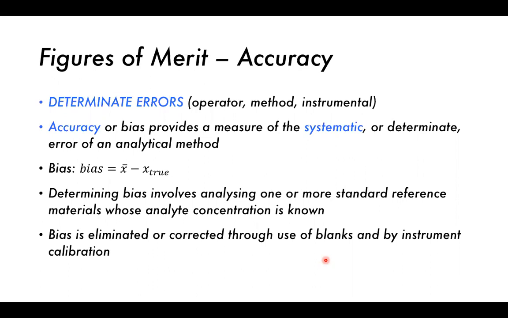If we remember back to part 1, we discussed this in terms of the t-test, where we were looking at the sulfur content of a particular coal sample and comparing it to a certified standard material which had a known concentration of sulfur. So for more on that, check part 1. Bias is eliminated or corrected through the use of blanks and by instrument calibration.